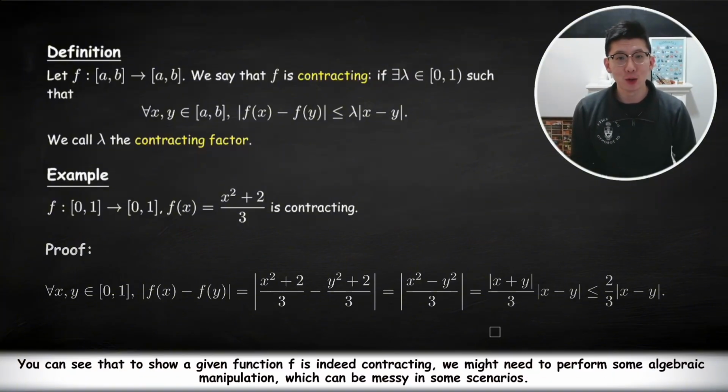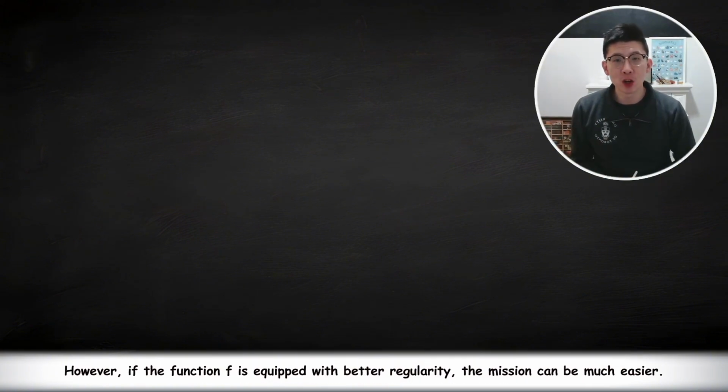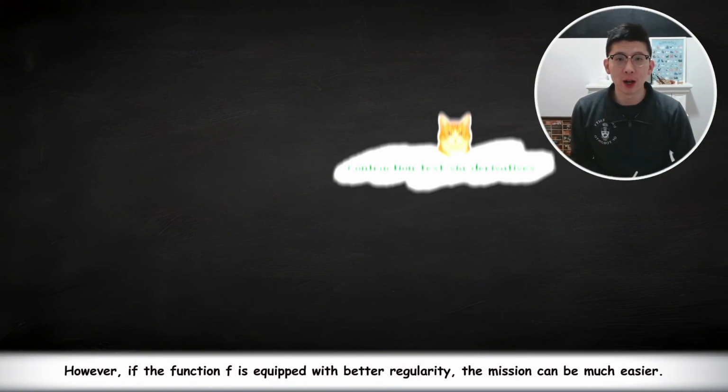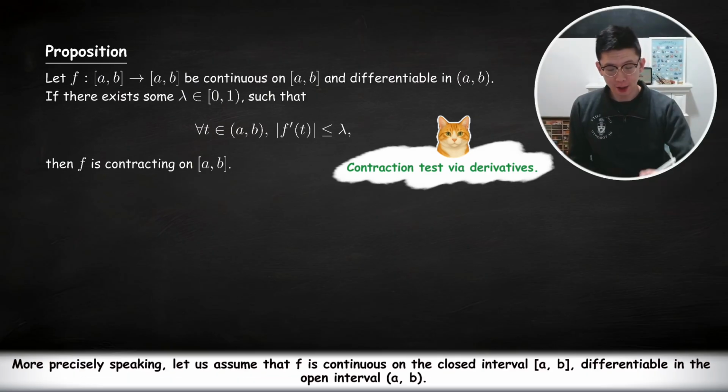As you can see, to verify that a given function is indeed contracting, we might need to perform some algebraic manipulation, which can be messy in some scenarios. However, if the function f is equipped with better regularity, the mission can be much easier. More precisely speaking, let us assume that f is continuous on the closed interval [a, b], differentiable in the open interval (a, b).